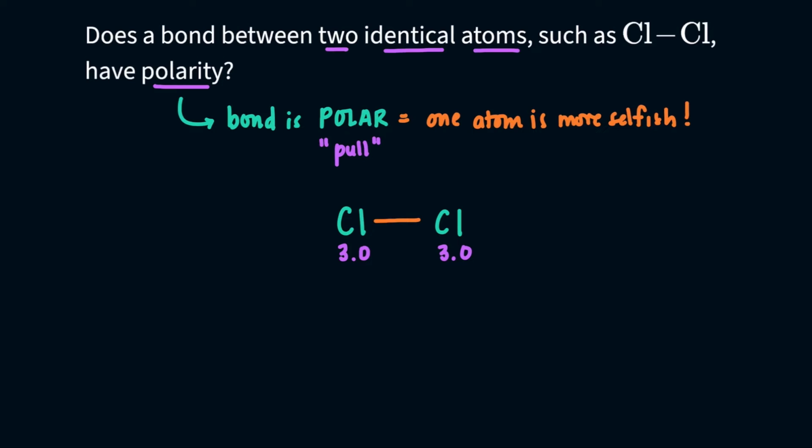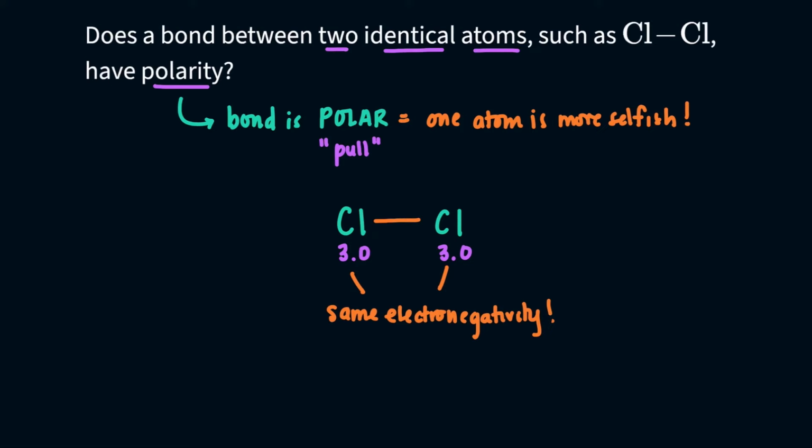And if you want to find out the difference between the two of them, you would subtract these two numbers. But since they're exactly the same, they have exactly the same electronegativity. And electronegativity is the property in which one atom is greedy. One atom is going to pull the electrons to itself.